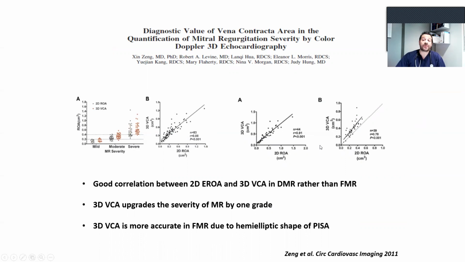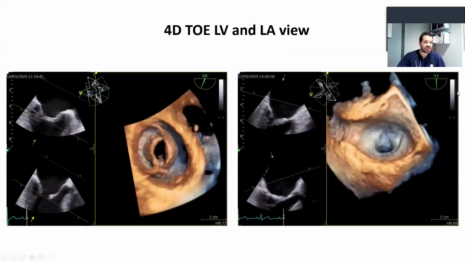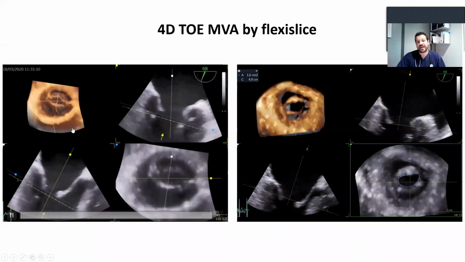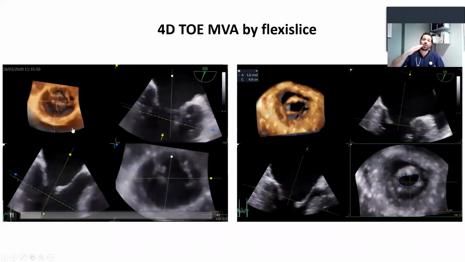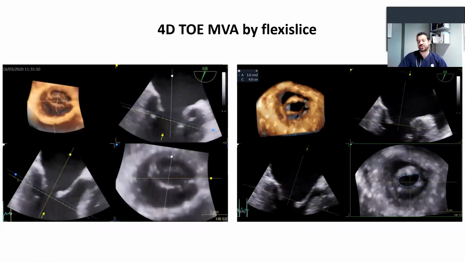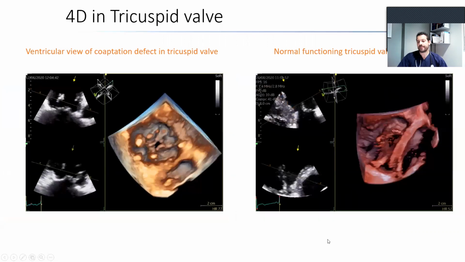When we include the vena contracta area concept in our patients, then we can see that MR severity upgrades always by 1 grade in functional MR, but we have a nice correlation between ROA and vena contracta area in primary MR. In mitral stenosis cases also, we can appreciate better the mitral valve area because we can go to the tips of the leaflets, and we avoid overestimation of the mitral valve area.